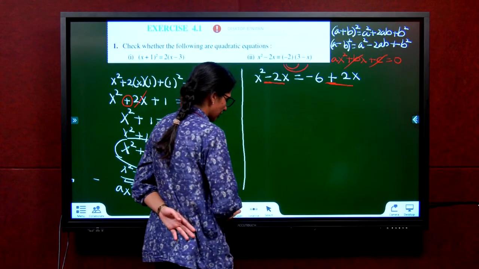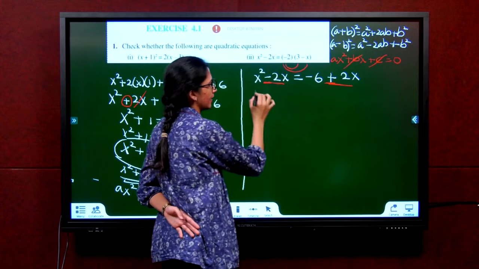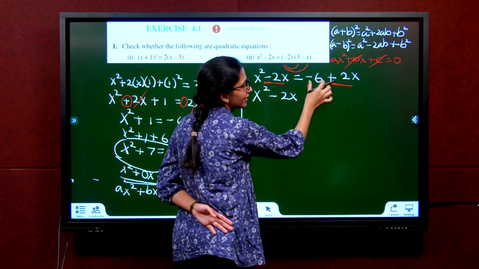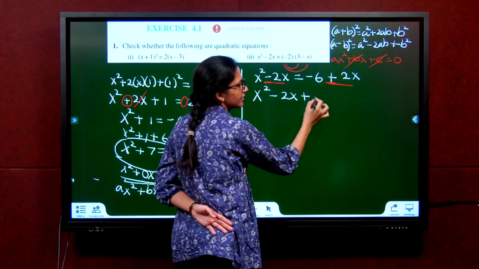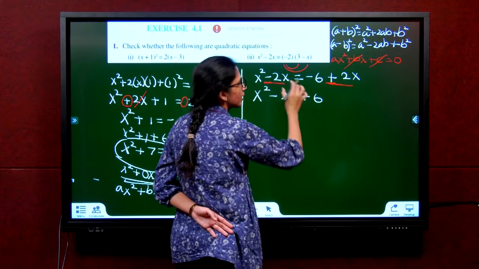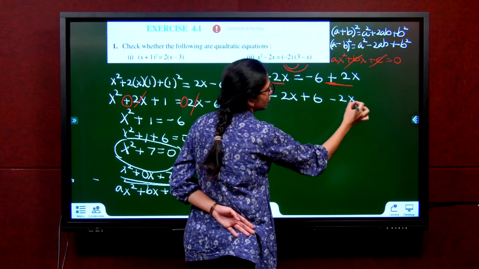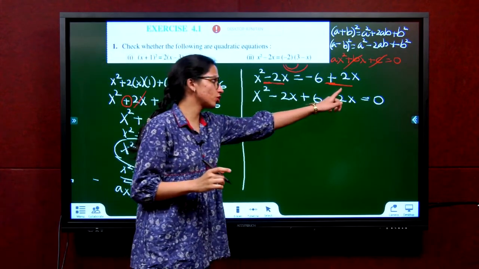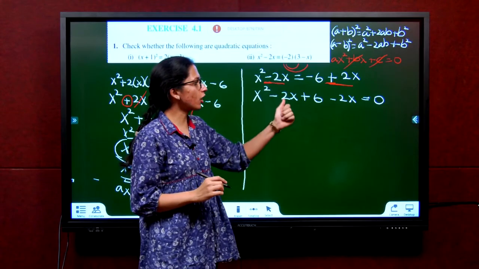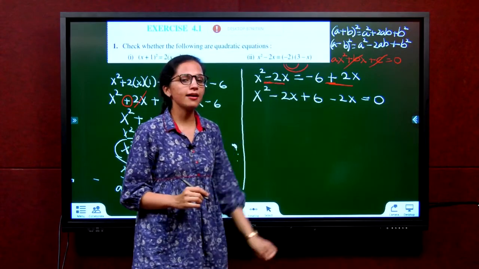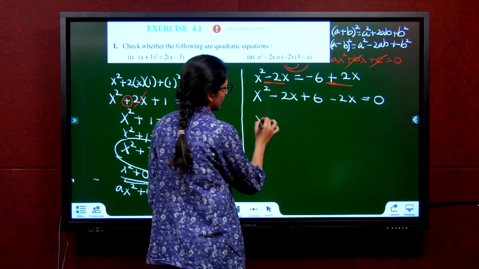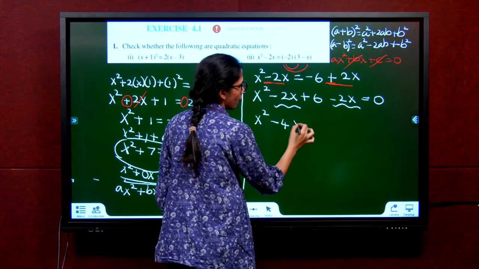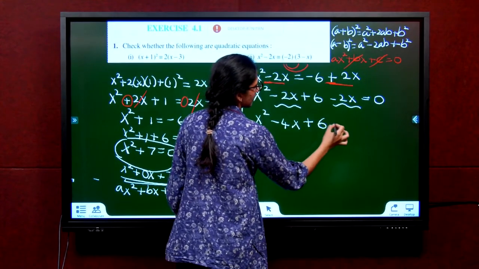You can only shift as usual and bring everything to one side. So x square minus 2x, 6 comes this side, minus 6 comes this side, it becomes plus 6 because the sign changes. Plus 2x comes this side, it becomes minus 2x is equal to 0. Please note, you cannot cancel these two terms. They look the same but they're not the same because their signs are different. x square minus 2x minus 2x, minus 4x plus 6 is 0.